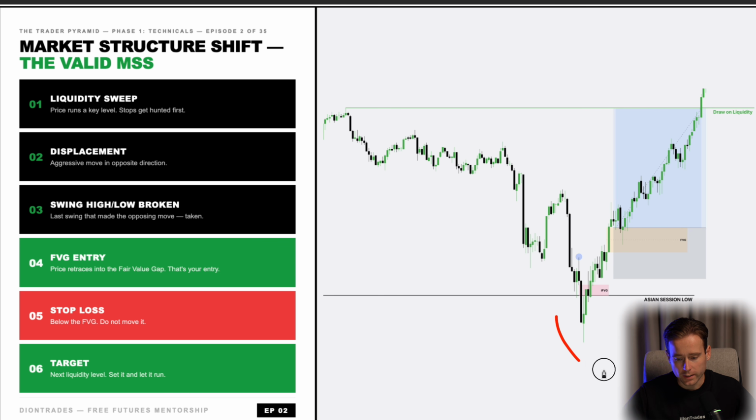So there's a liquidity sweep, there's displacement. The last swing high that made the low is broken right here. That move left a fair value gap, entry there. Stop below the low, target a high, and there you have your trade.